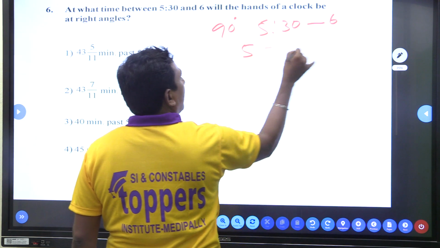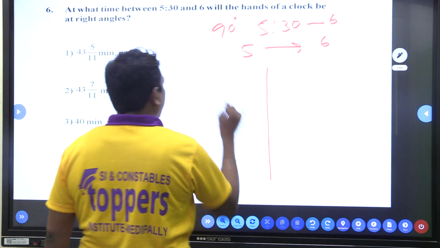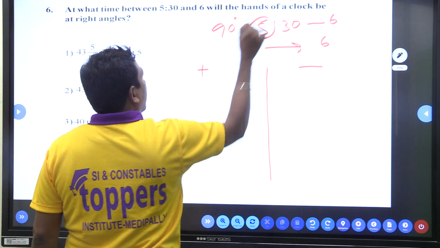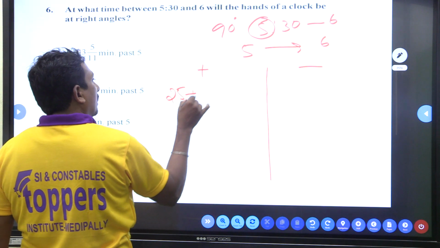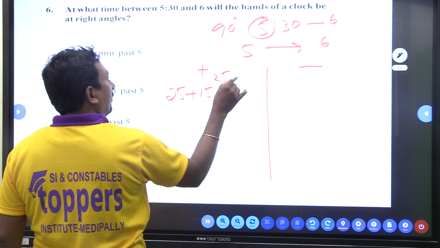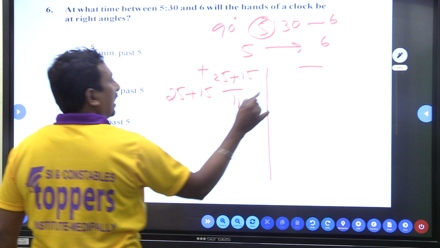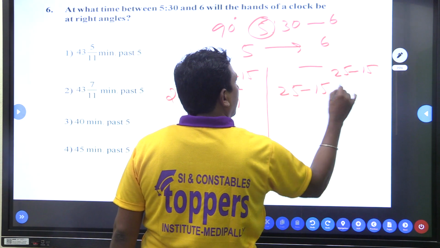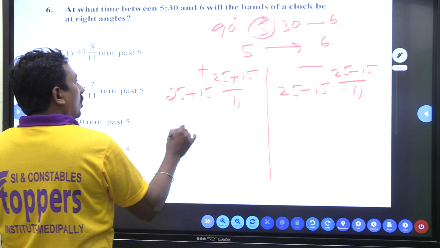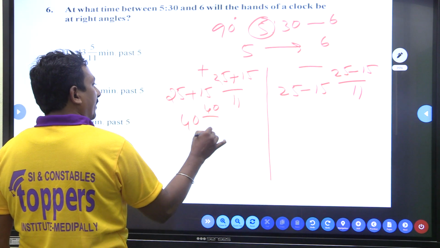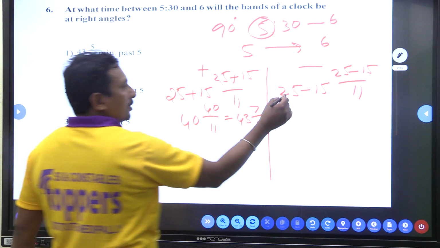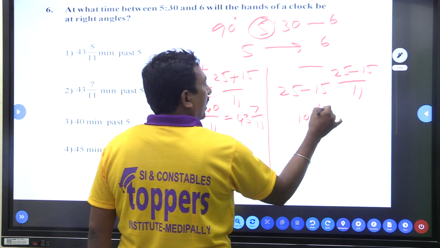But what about between 5 and 6? One is positive, one is negative. Please find out. So 5 means 25 plus 15 by 11, and 25 minus 15 by 11. So it means 40 by 11, which is nothing but 3 and 7 by 11 minutes. So here the other is 10 by 11.